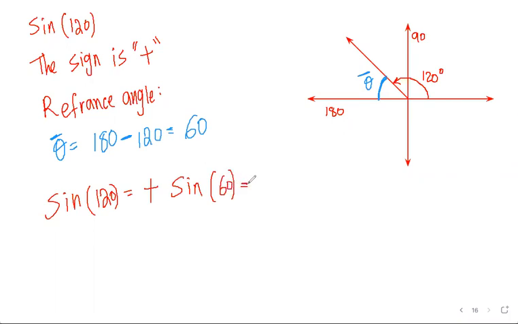What is the sine of 60? From the table, sine of 60 is square root of 3 over 2. So the answer is square root of 3 over 2.